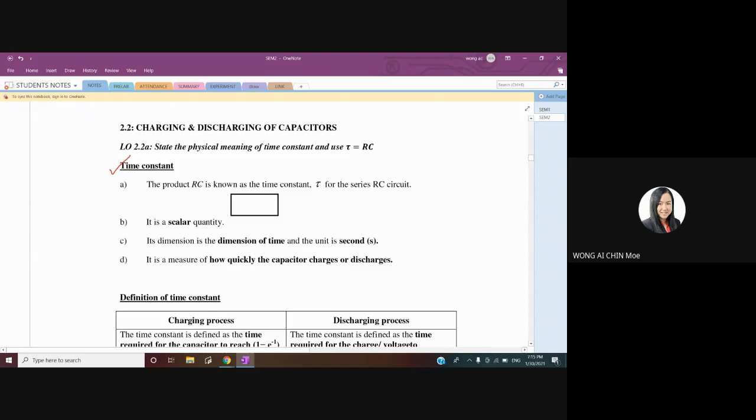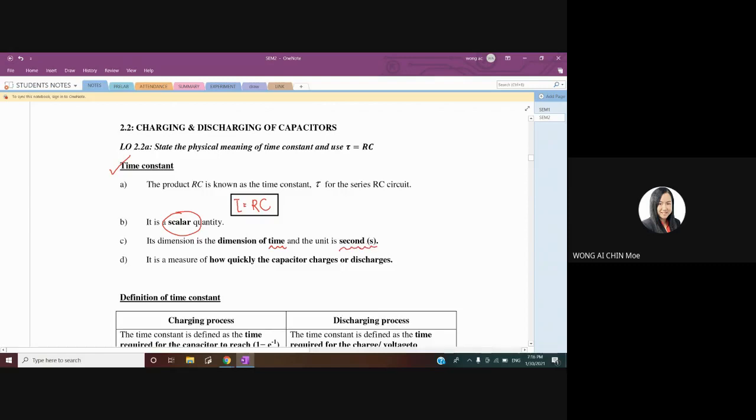The product of R, the resistor, and C, the capacitor, is known as the time constant. So we can write the time constant equals RC. It is a scalar quantity, meaning that we only consider the magnitude without direction. Its dimension is the dimension of time, therefore the unit that we use for time constant is the second.